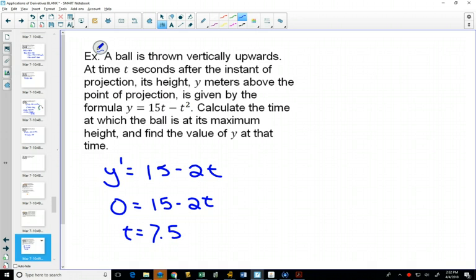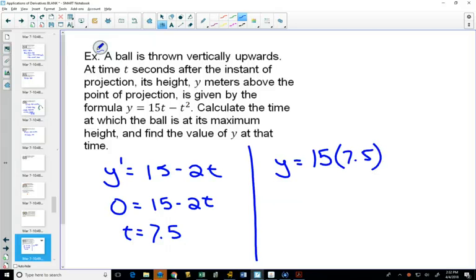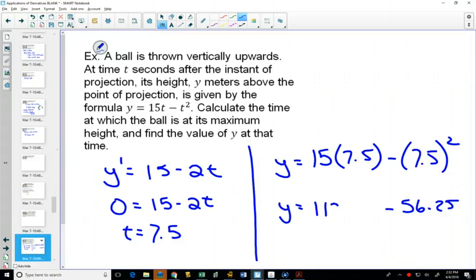All right. So now that we've found the time, in order to find the value of y, you can substitute that time back into the equation. Can someone check my math?